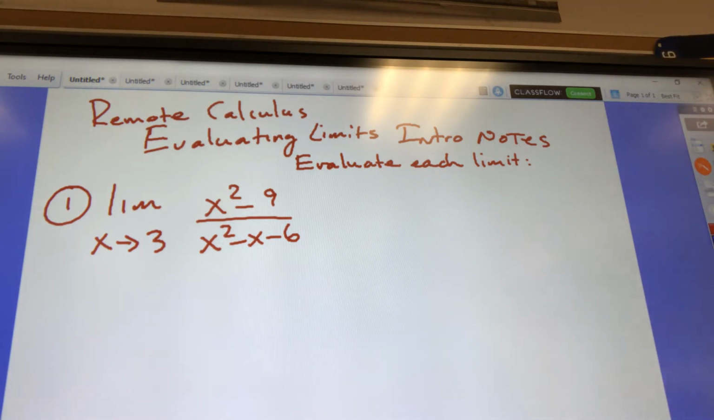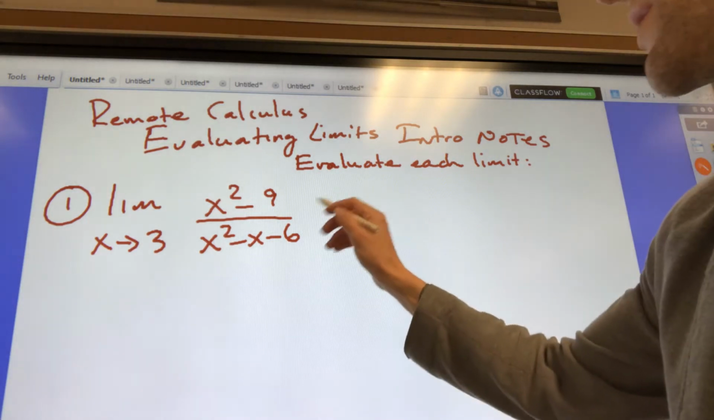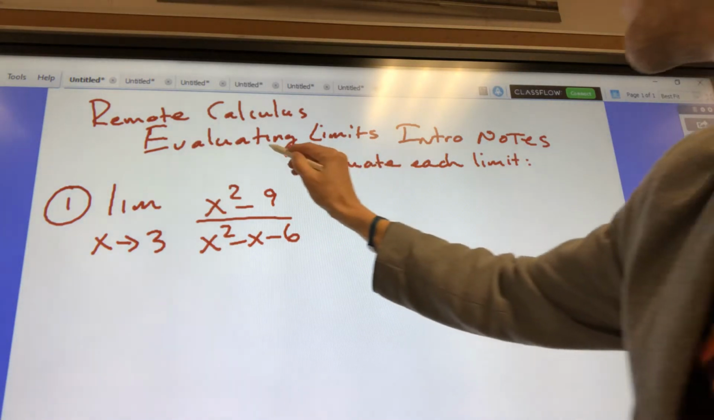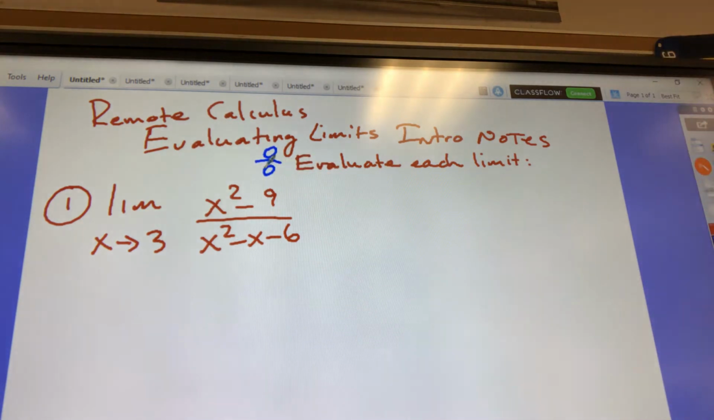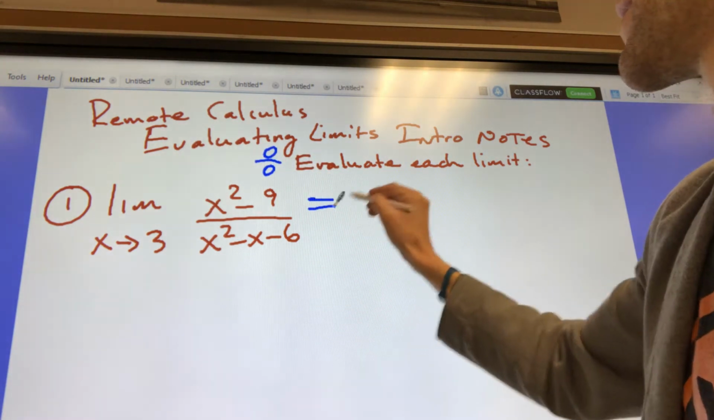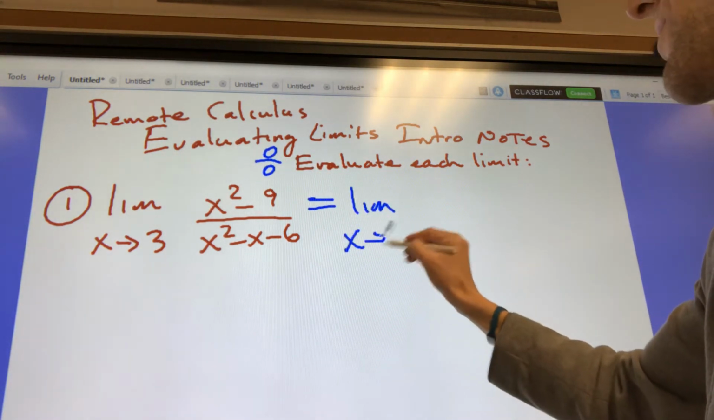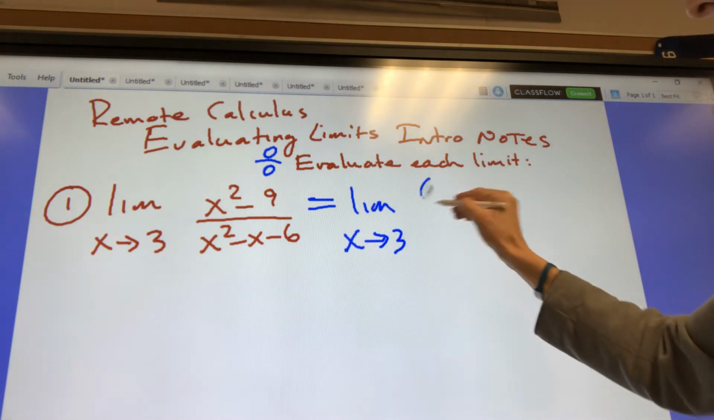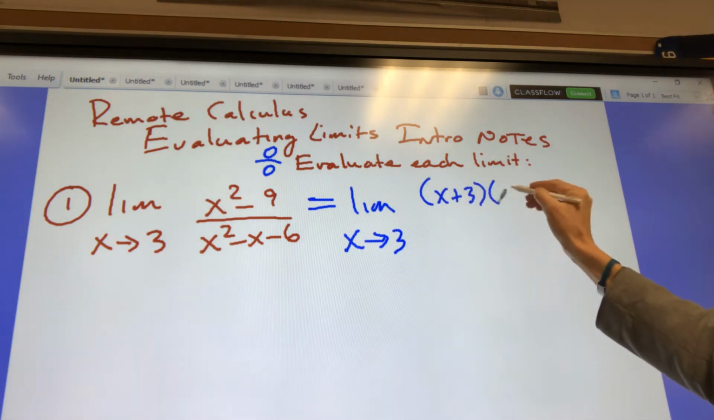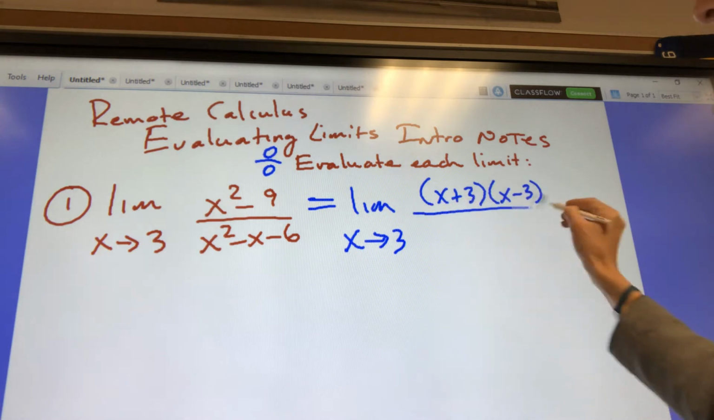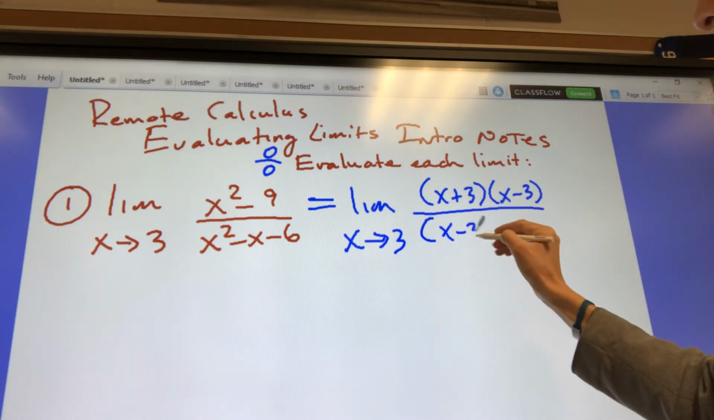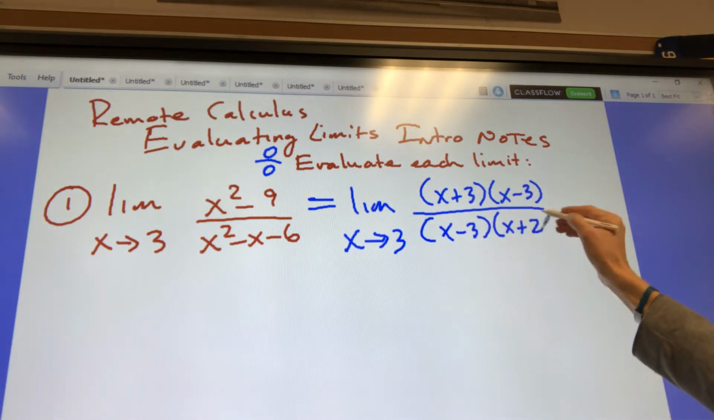So the limit as x goes to 3, these are some easier ones: x squared minus 9 over x squared minus x minus 6. What we would do here is, first off, if you plug 3 in, you get the indeterminate 0 over 0 case. That's no good. Doesn't tell you anything. So we write the limit as x goes to 3. Yes, you have to write that. Factor the top: x plus 3, x minus 3. Factor the bottom: x minus 3, x plus 2.